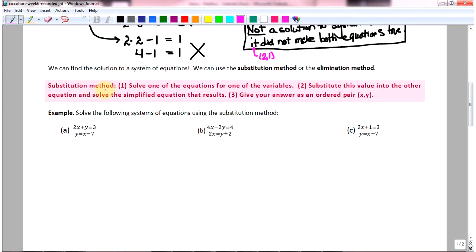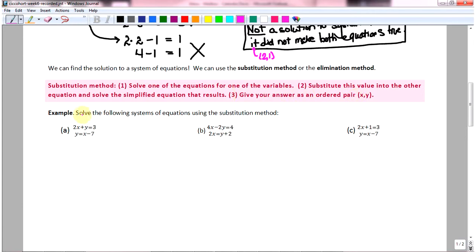To solve a system using the substitution method, the first step is to solve one of the equations for one of the variables. Secondly, substitute this value into the other equation and solve the simplified equation that results. Last, give your answer as an ordered pair, (x, y).